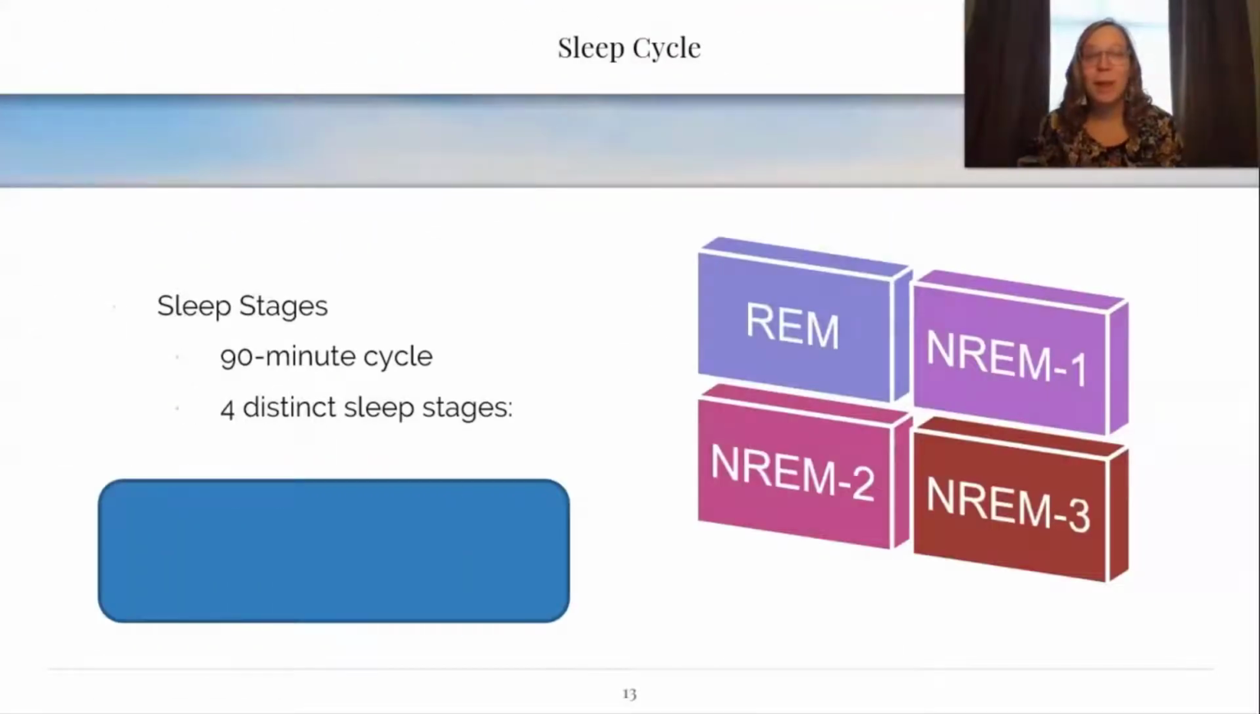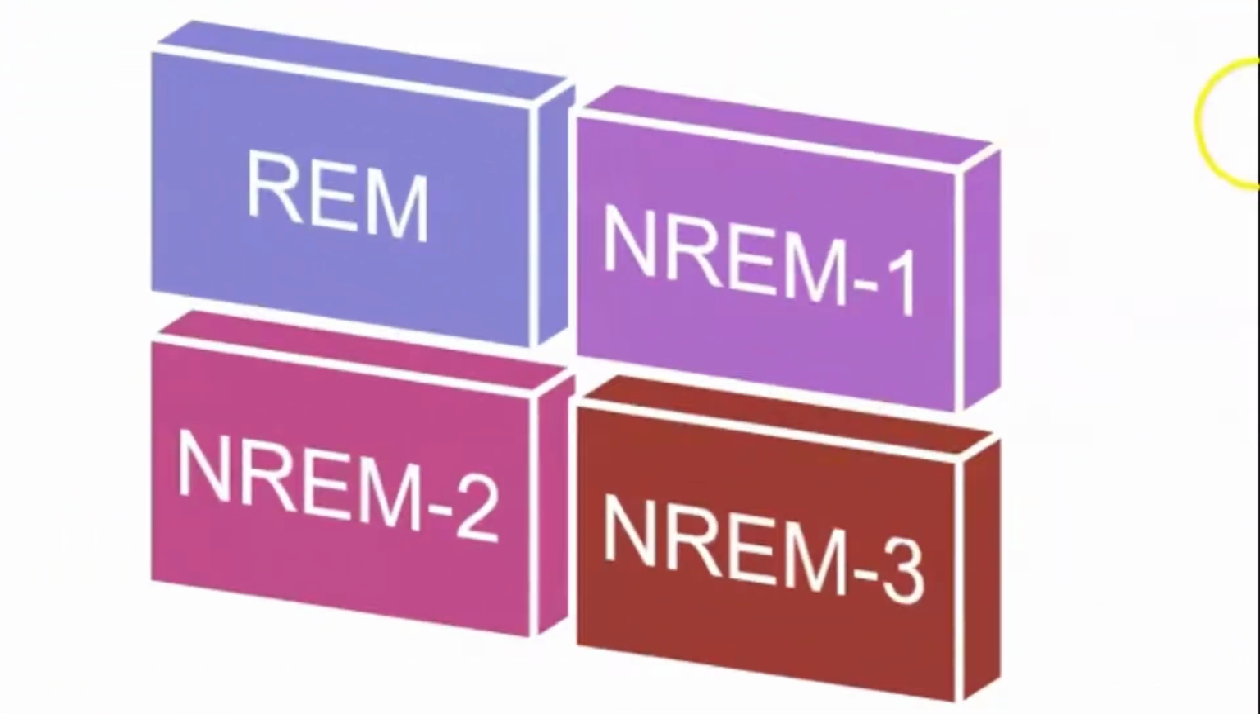Now we're going to talk about the sleep cycle. So the sleep cycle is a 90-minute cycle that our body goes through, and it has been measured by scientists, and scientists have determined that there are about 4 distinct stages of sleep that humans go through. So these are the stages you see here on the right. We're going to go through them in order. So they're REM, Non-REM 1, Non-REM 2, and Non-REM 3.